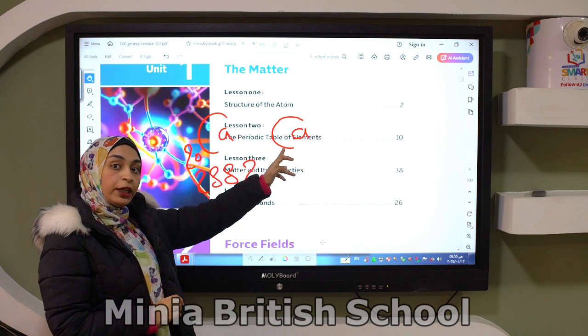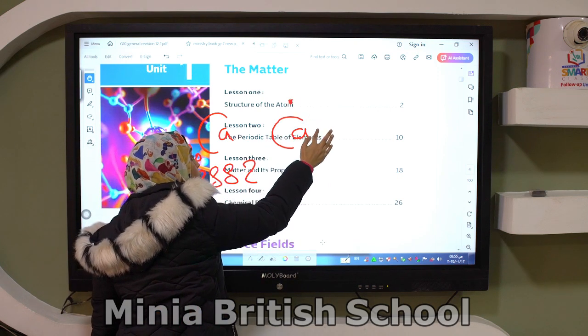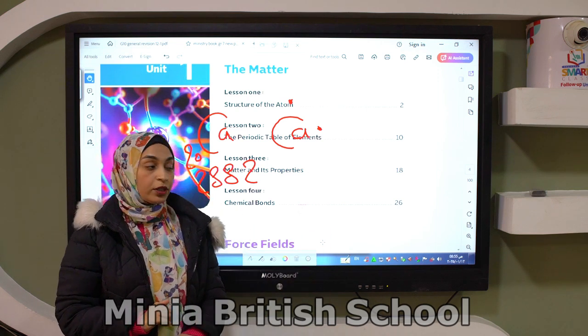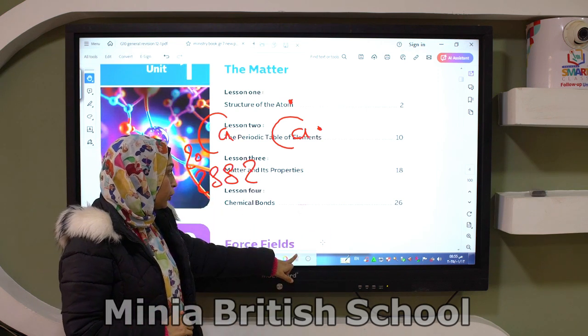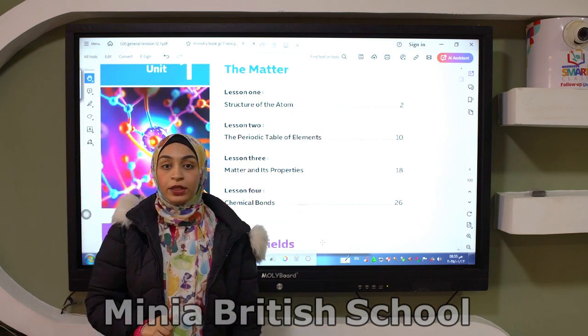So by doing the Lewis dot structure, it will have only 2 dots. This is for the Lewis dot structure, and this is the end of lesson 2. Then we started lesson 3, matter and its properties.